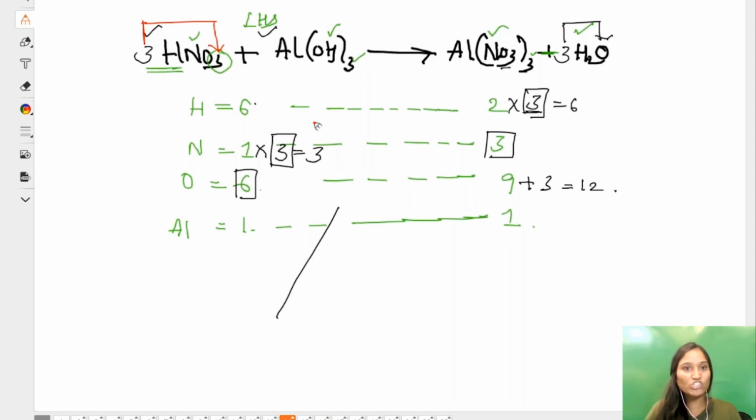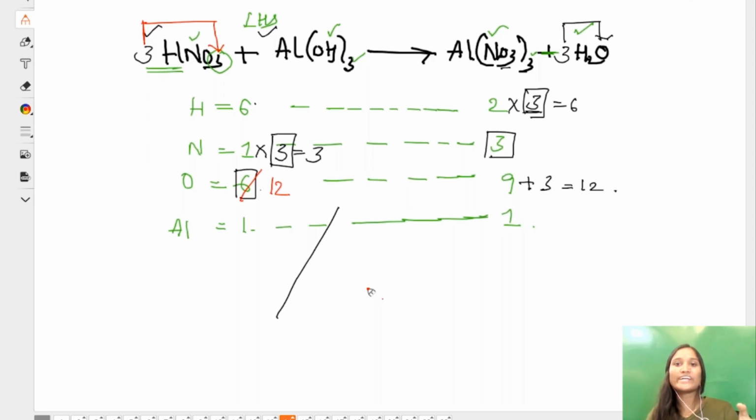9 plus 3 is how much? Is it not 12? It is 12. Our oxygens automatically got balanced, right? Whenever you are stuck with balancing one particular atom, don't crack your head there. Just pause for a while, go to the next atom, balance it and come back. By the time you balance other atoms and come back, the atom which was troubling you would be auto-balanced this way.